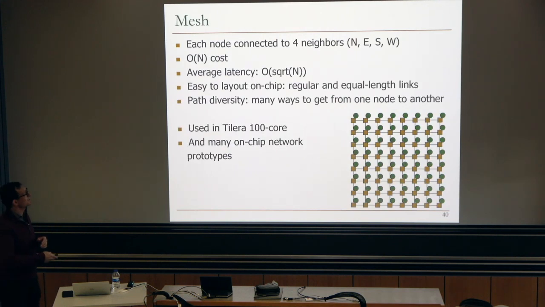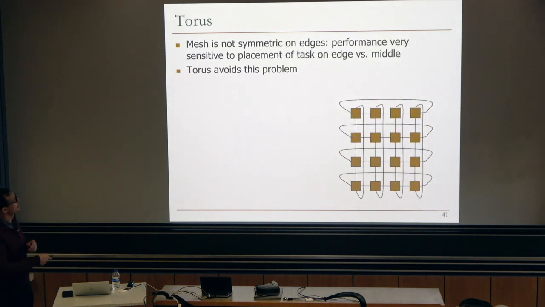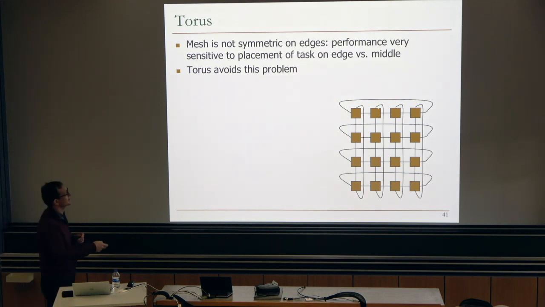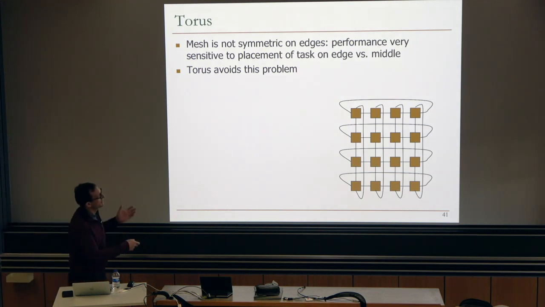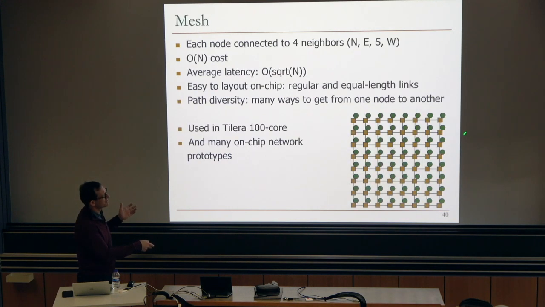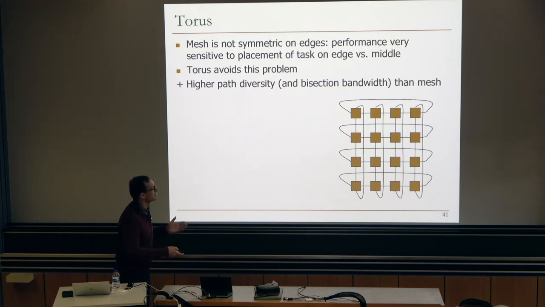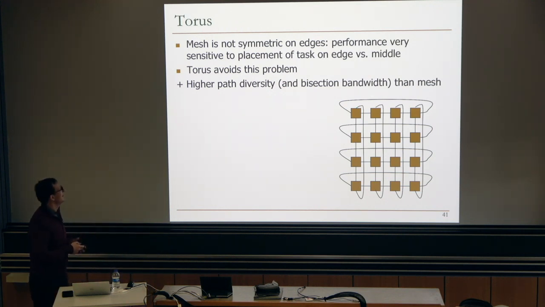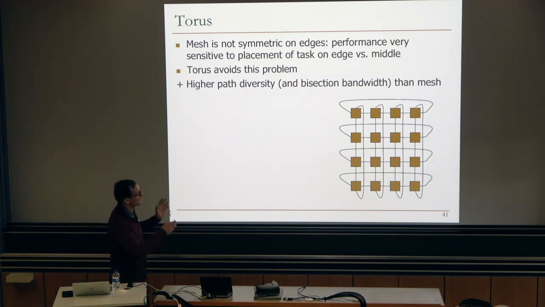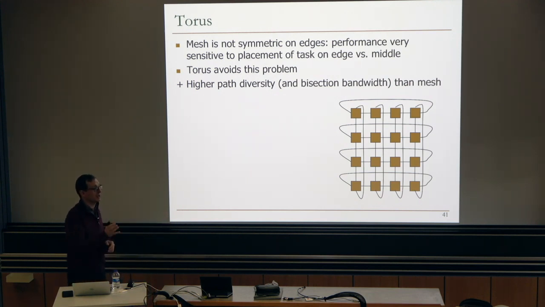Okay, clearly mesh has one problem. It's not symmetric on the edges, so its performance is very sensitive to the placement of the task on the edge versus middle. So if you're here, you cannot communicate easily with this node over here. Well, I guess it becomes exacerbated as you increase the size of the mesh. So Torus essentially avoids this problem by adding links that go this way, right? And you have corresponding links that go this way also. Now everything is symmetric. And you get higher path diversity and also bisection bandwidth because you added more links. So when you cut the network in the middle, you sever more links, clearly.